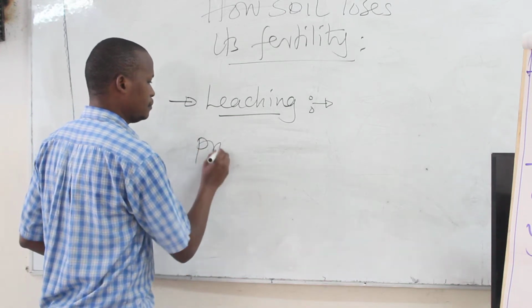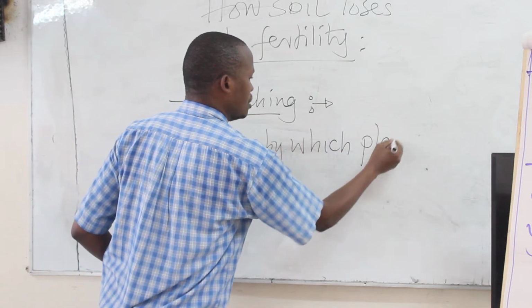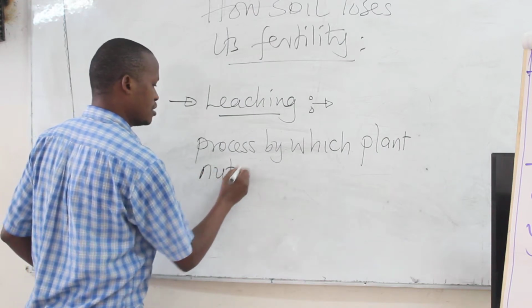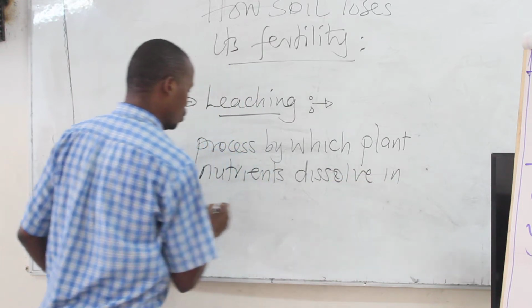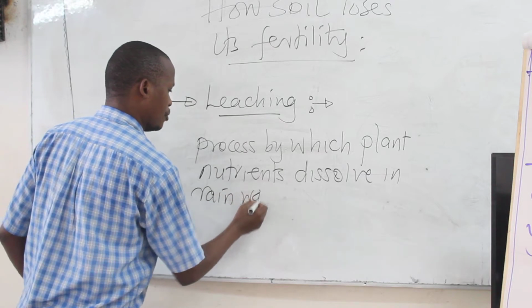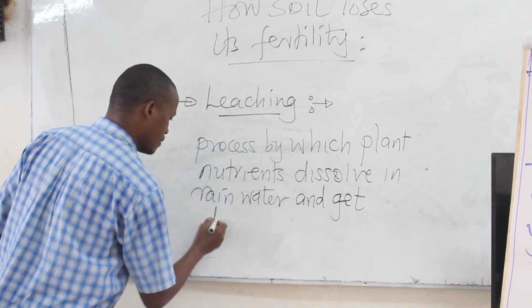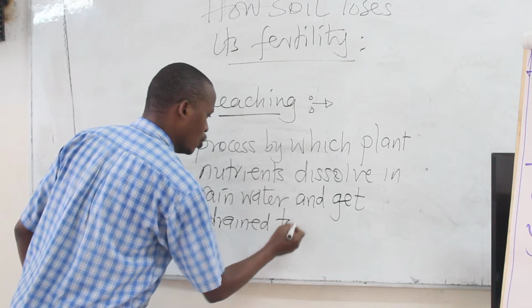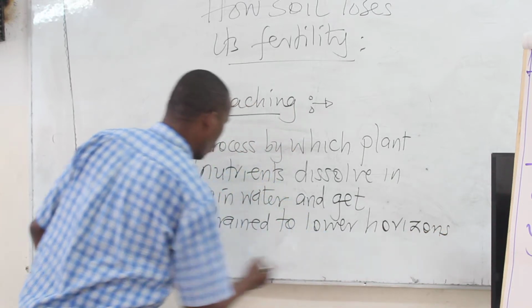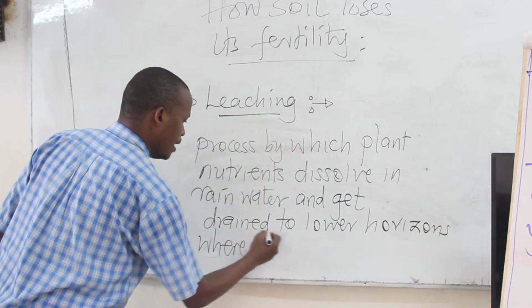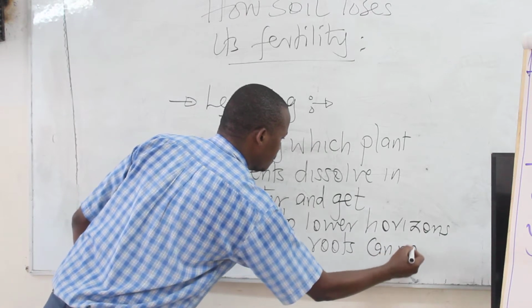The process by which plant nutrients dissolve in rainwater and get drained to lower horizons where plant roots cannot reach them.